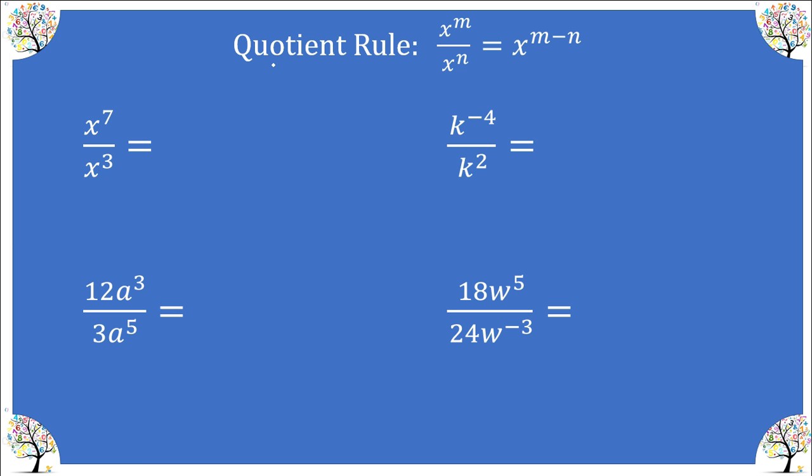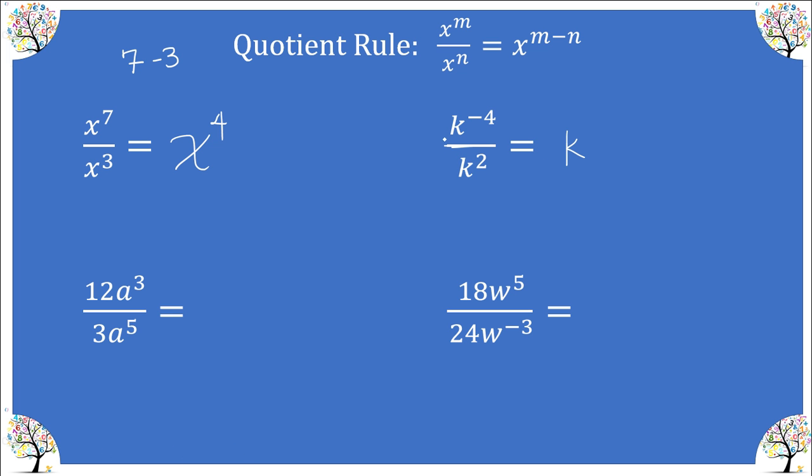Okay, now let's practice the quotient rule. So here we have x to the 7th divided by x to the 3rd. So instead of having two x bases, we can have a single one by applying the quotient rule, which says subtract your exponents, the top minus the bottom. So I went from two bases of x to a single base, and that's what we're trying to do, to simplify.